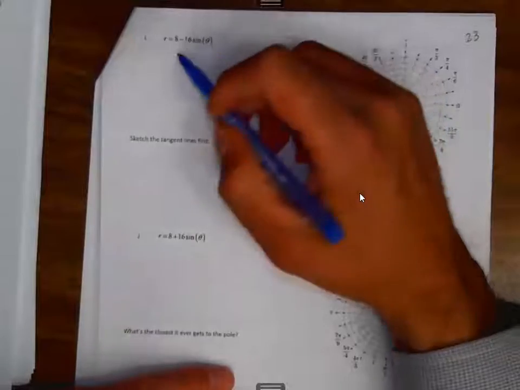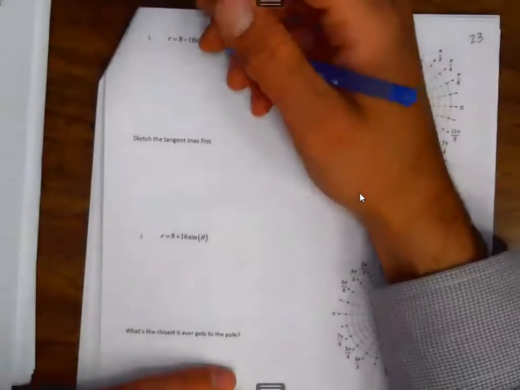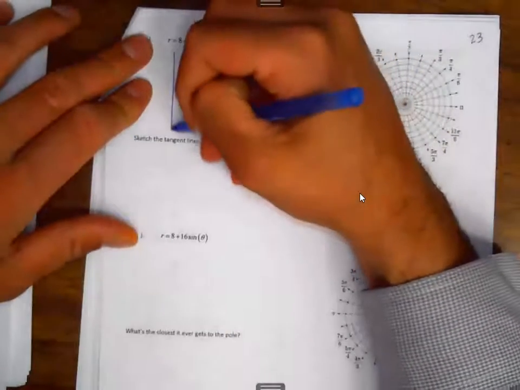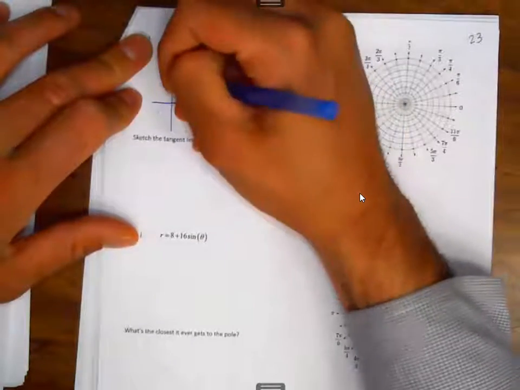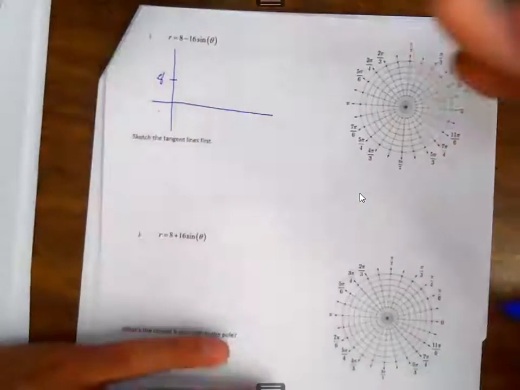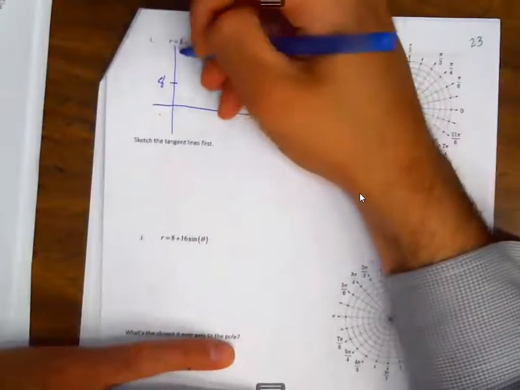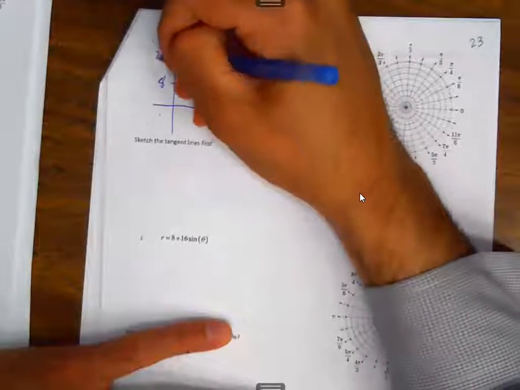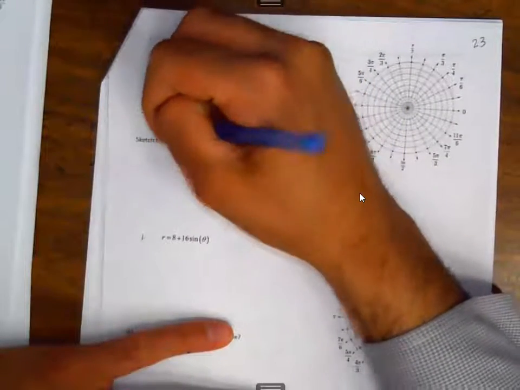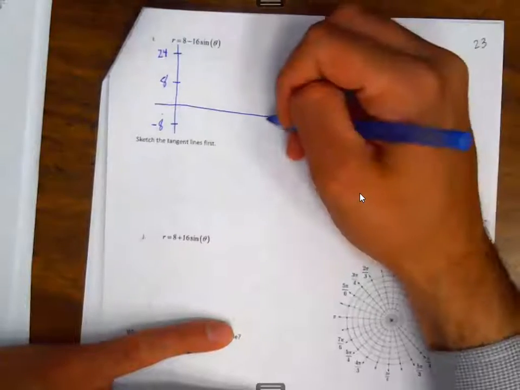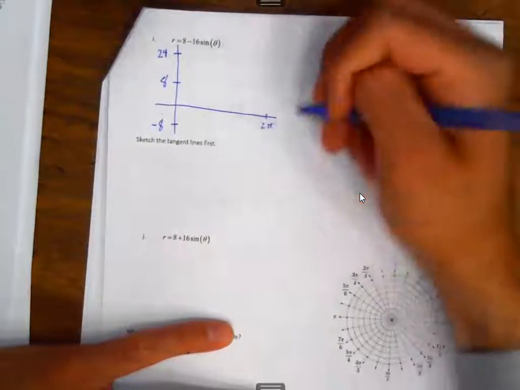Next class, you have time to finish up the homework, and then it's all due the class after that. All right, so we got r equals 8 minus 16 sine theta. So that would have a midline at 8. So like right here. And then it goes up 16. So 8 plus 16 is 24. That's the maximum. And the minimum would be 16 below 8, so like negative 8.